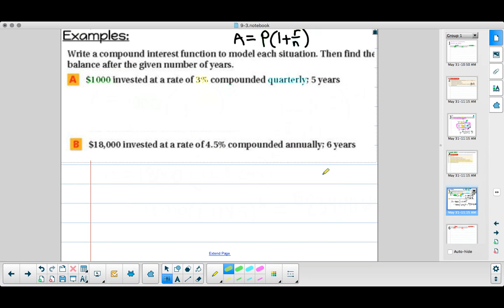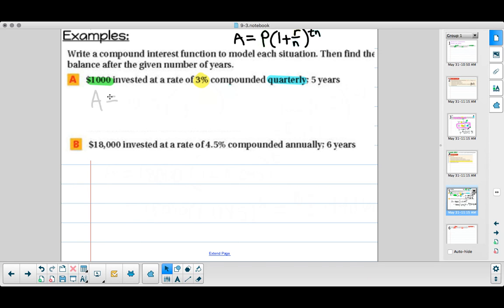Let's do a couple of examples of compound interest together. Again, the formula A equals capital P times the quantity 1 plus r over n, all raised to the t times n power. Write a compound interest function to model each situation, then find the balance after the given number of years. So the first problem says $1,000 is invested at a rate of 3% compounded quarterly, and then we're going to write the function and then evaluate it for 5 years.